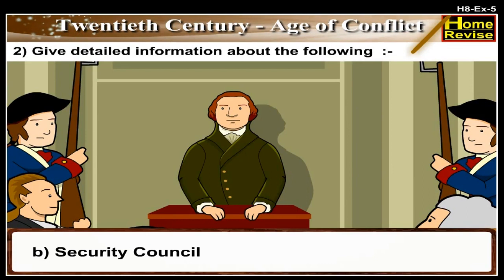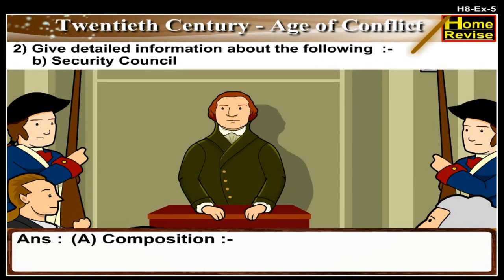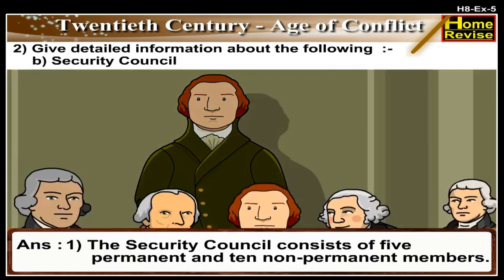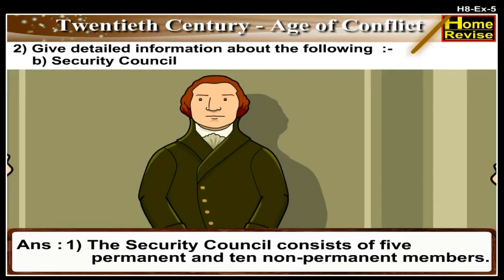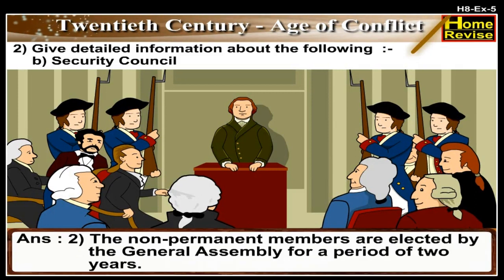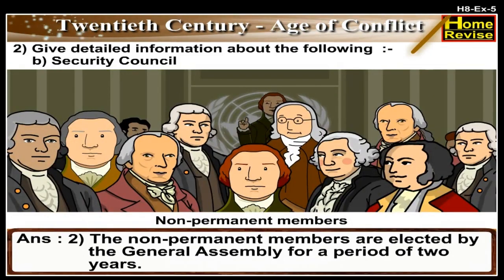B. The Security Council. Answer. A. Composition. 1. The Security Council consists of 5 permanent and 10 non-permanent members. 2. The non-permanent members are elected by the General Assembly for a period of 2 years.